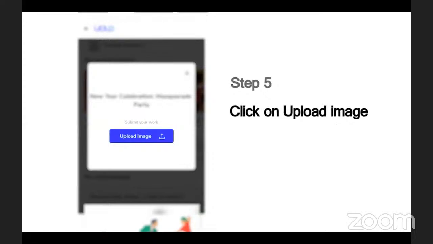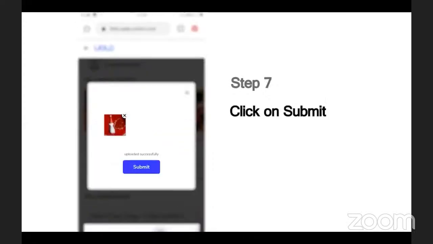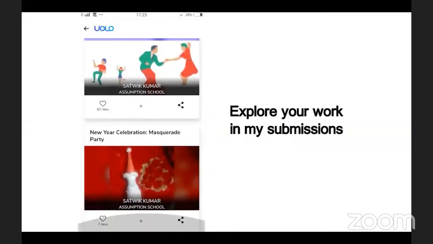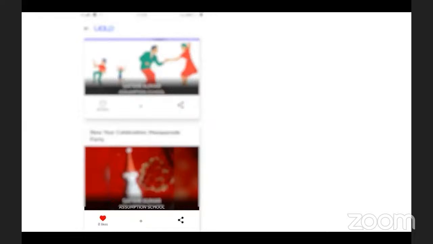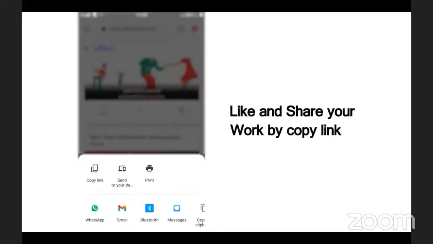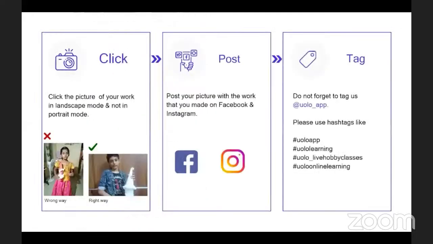And then upload the photo you've taken. Choose the image from your phone and click Submit. You can scroll down and view all your past submissions and see how many of your friends or peers have liked your work. You can also see others' work and like their work to inspire your friends. If you want to showcase your work on social media, that too is very simple. Click on Share, copy the link and post it on Instagram or Facebook or any other platform of your choice.